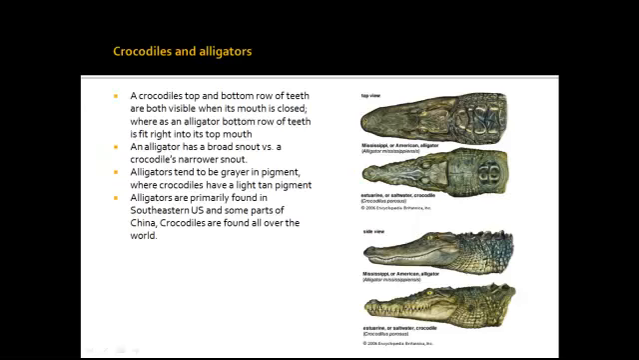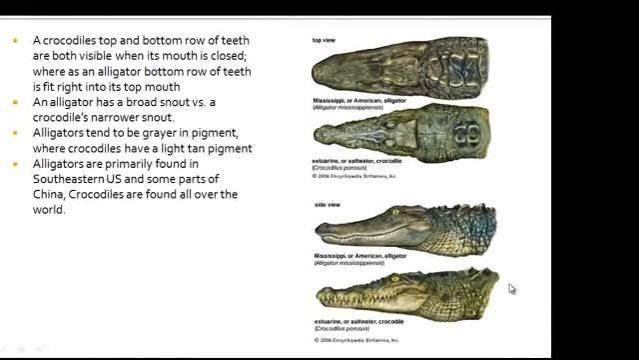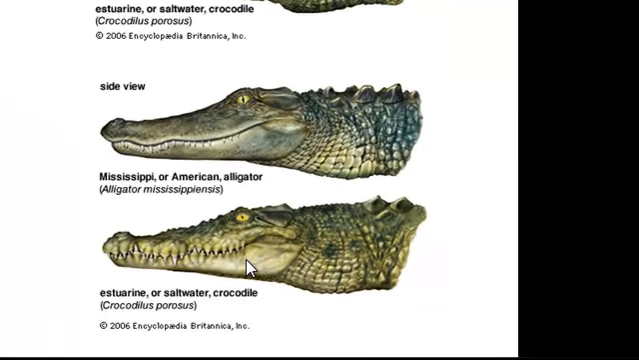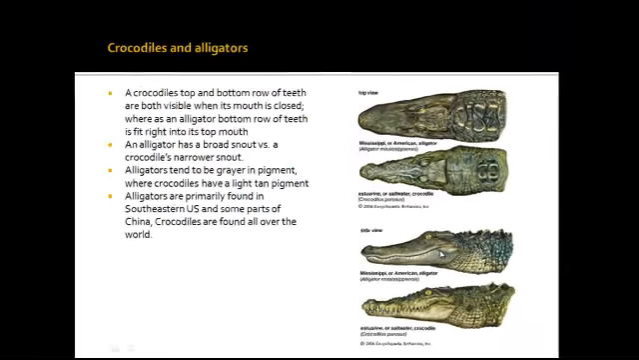Alright, so moving into crocodiles versus alligators. First thing you'll notice that a crocodile's top and bottom row of teeth are both visible when the crocodile's mouth is closed, whereas an alligator, when his mouth is closed, only the top row of teeth are visible, and that's because the bottom jaw actually fits the top part of their mouth.